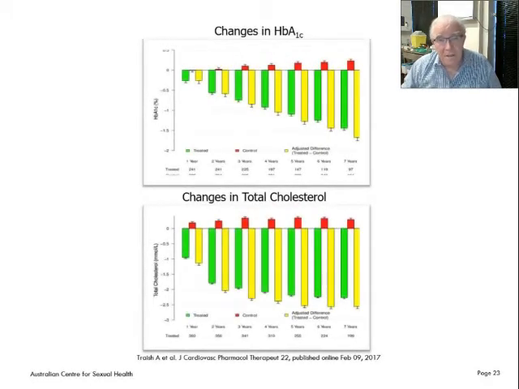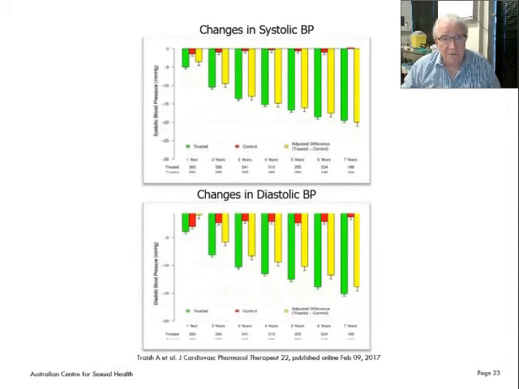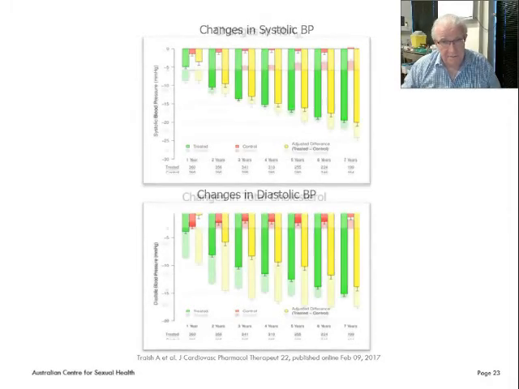So why does this benefit occur? Well, men receiving testosterone, the green bars, compared to untreated controls, the red bars, had lower hemoglobin A1Cs, lower cholesterol levels, lower systolic and diastolic blood pressures.